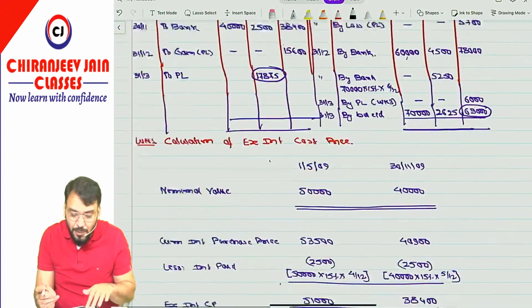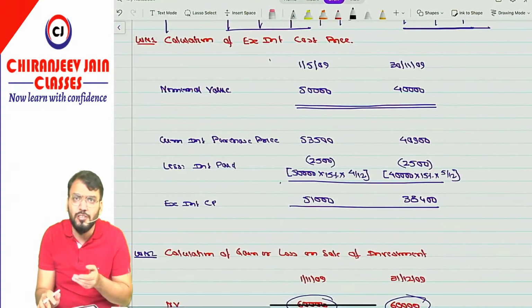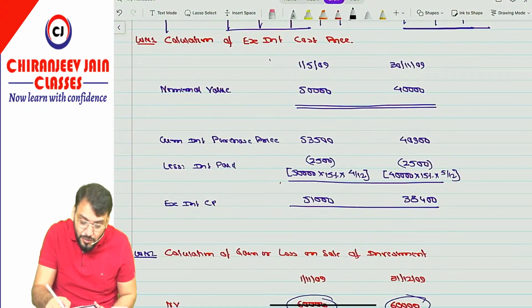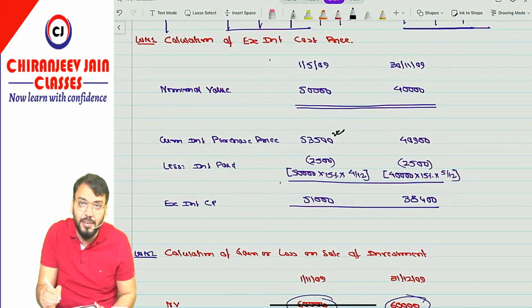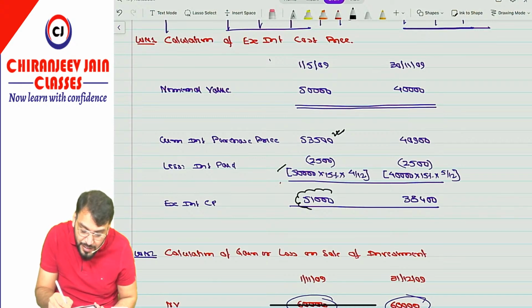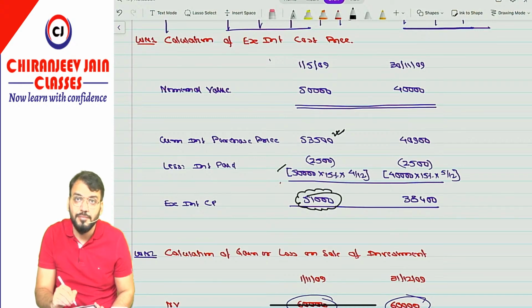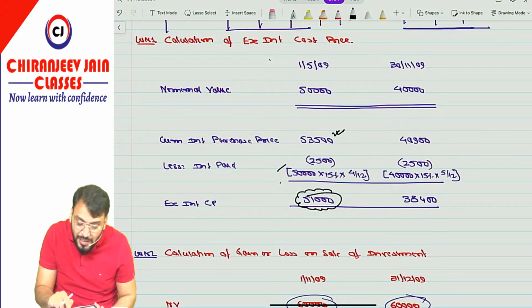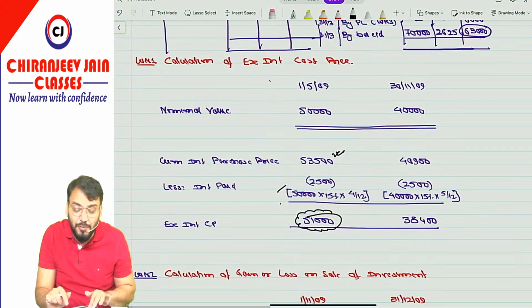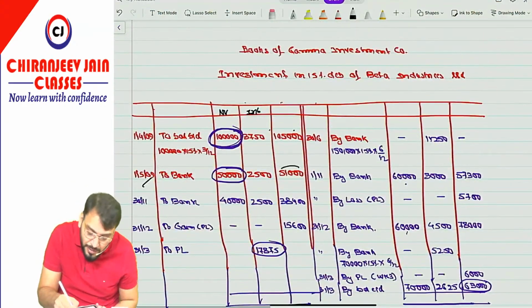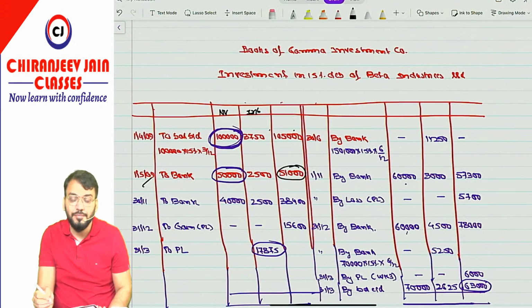For that we'll prepare one working note. The working note will be very easy because there is no expense given. In this, what is given? Cum interest purchase price is given as 53,500. Interest paid is 2,500. So 51,000 becomes the ex interest cost price. Understood? So the journal entry means investment will be debited by 51,000. Have you understood this particular point?